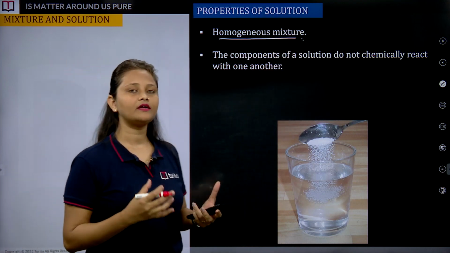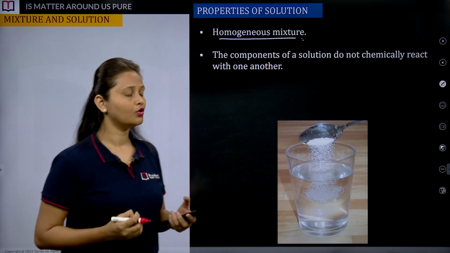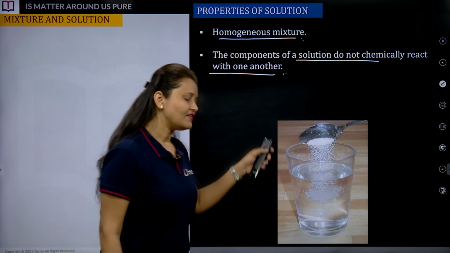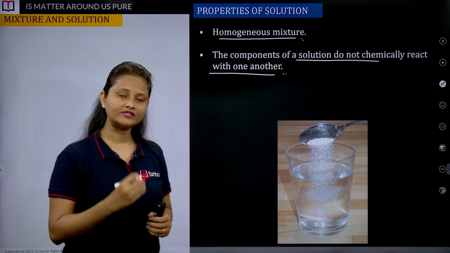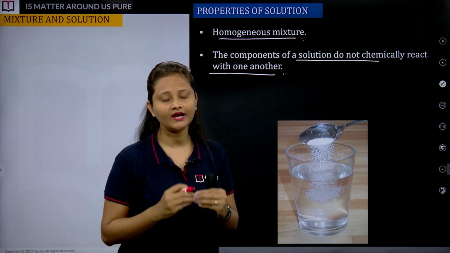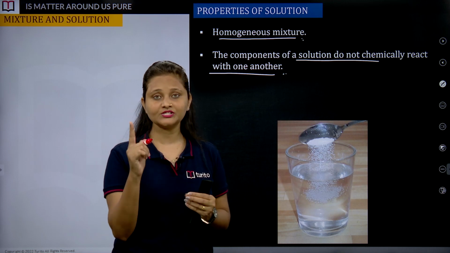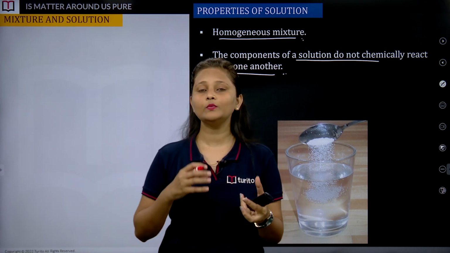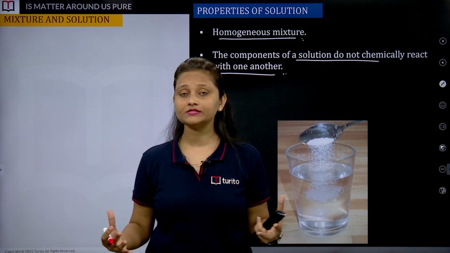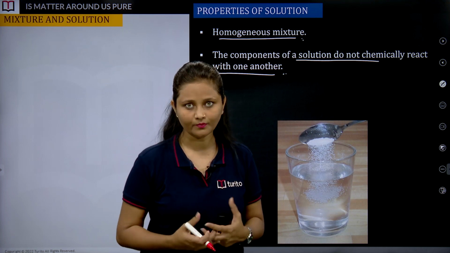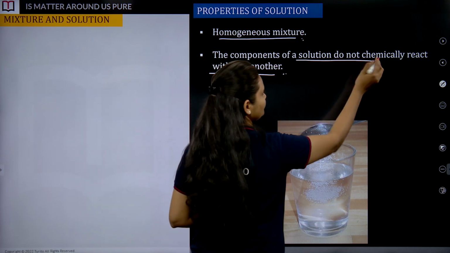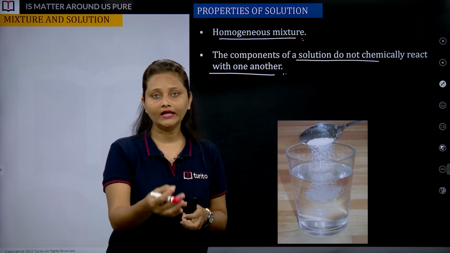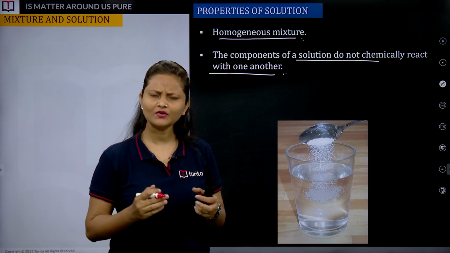True solutions are of homogeneous type. The components of a solution do not chemically react with one another. Here we have added salt or sugar to water, and after some time we observe that it is a true solution, a homogeneous kind of mixture. We know that first of all it's a mixture, and the components of mixtures do not bond with each other chemically. There is no formation of a new substance with all new properties. That's why we say the components of a solution do not chemically react with one another. They are not going to produce a new substance altogether.